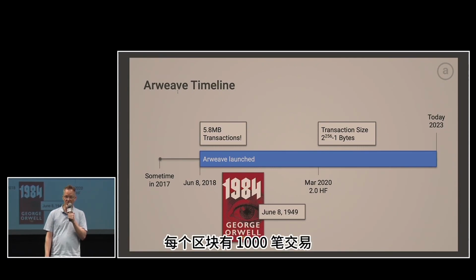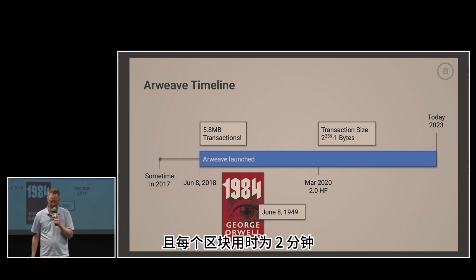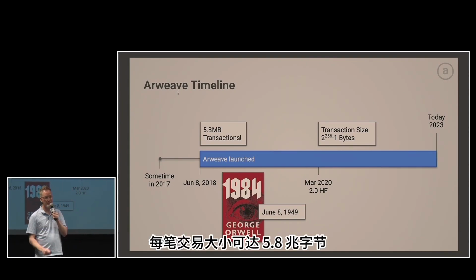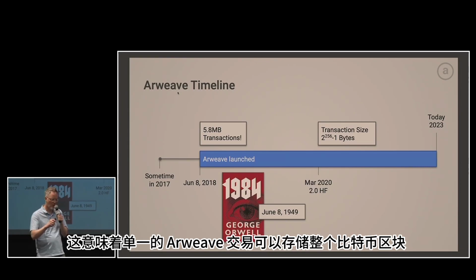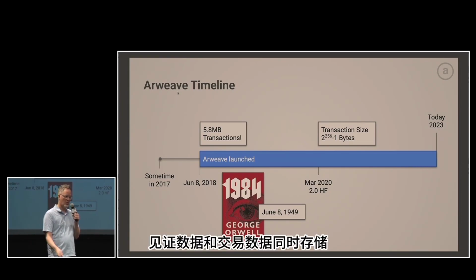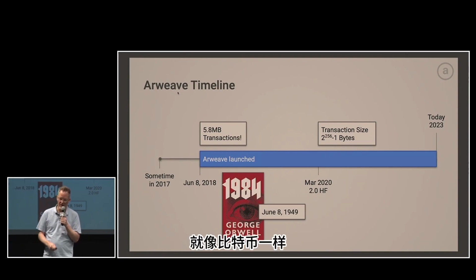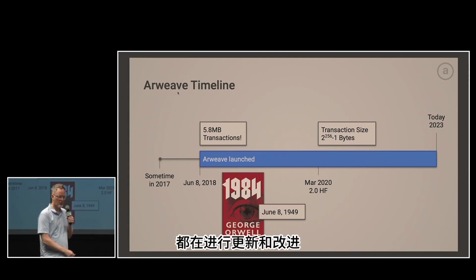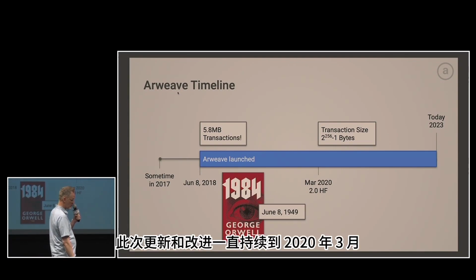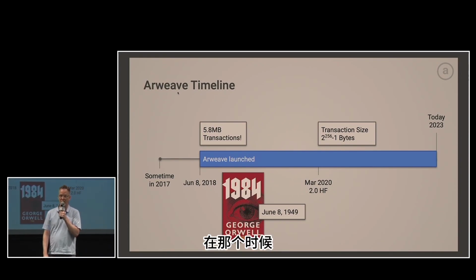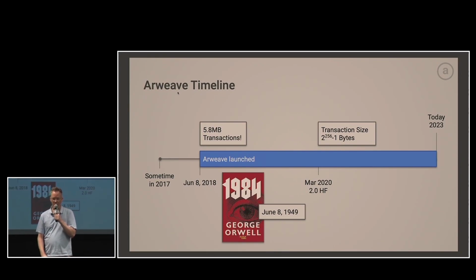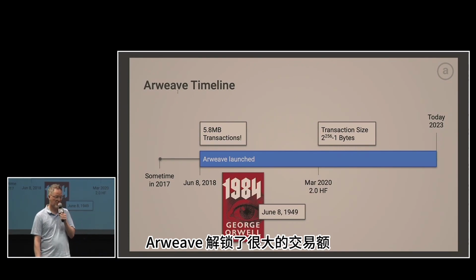It had 1,000 transactions per block. It had 2-minute block times, and each transaction could be 5.8 megabytes in size. That means a single Arweave transaction could store an entire Bitcoin block, witness data and transaction data together. And so just like Bitcoin, Arweave progressed with updates and improvements over the next couple years until March of 2020, at which point Arweave unlocked very large transactions, let's call them.